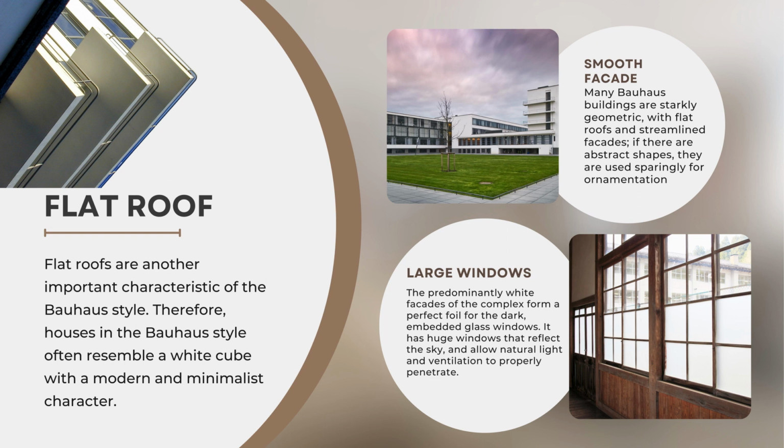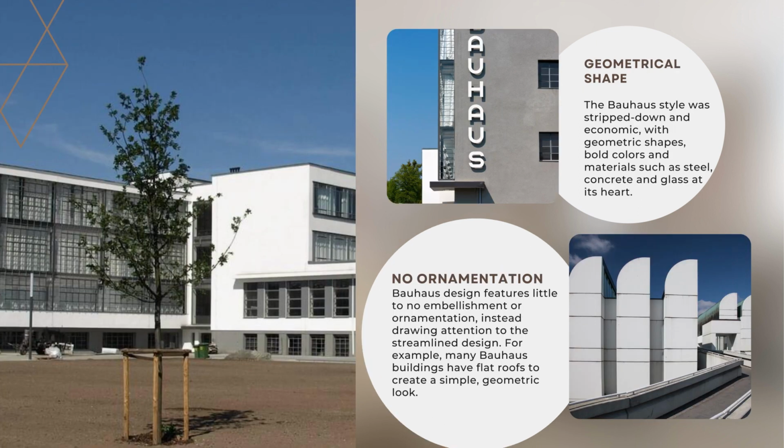Large windows. The predominantly white facades of the complex form a perfect foil for the dark, embedded glass windows. It has huge windows that reflect the sky and allow natural light and ventilation to properly penetrate. Absence of ornamentation. Bauhaus design features little to no embellishment or ornamentation, instead drawing attention to the streamlined design. For example, many Bauhaus buildings have flat roofs to create a simple geometric look.